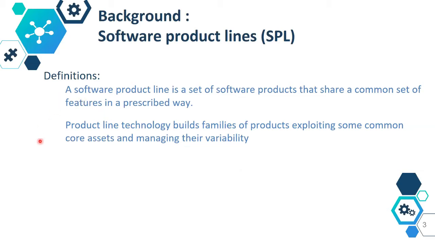Here we have some definition. A software product line is a set of software products that share a common set of features in a prescribed way. We have a set of products sharing some characteristics and some behaviors, but having some other differences between them. Product line technology builds family of products exploiting some common core asset and managing their variability. The main concept in software product line is the variability between the different products.